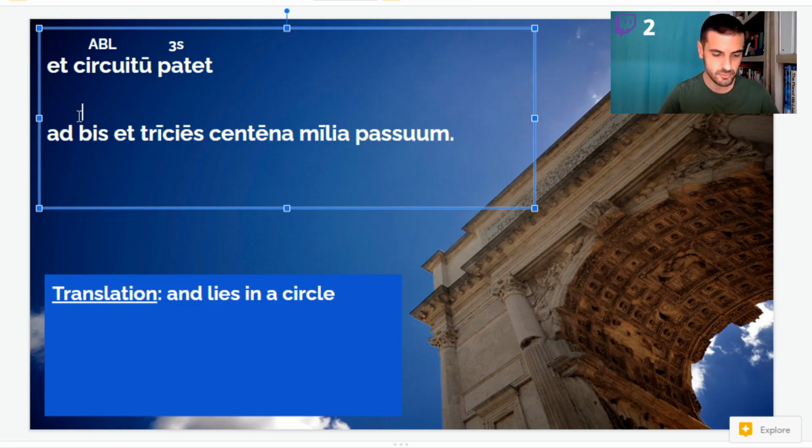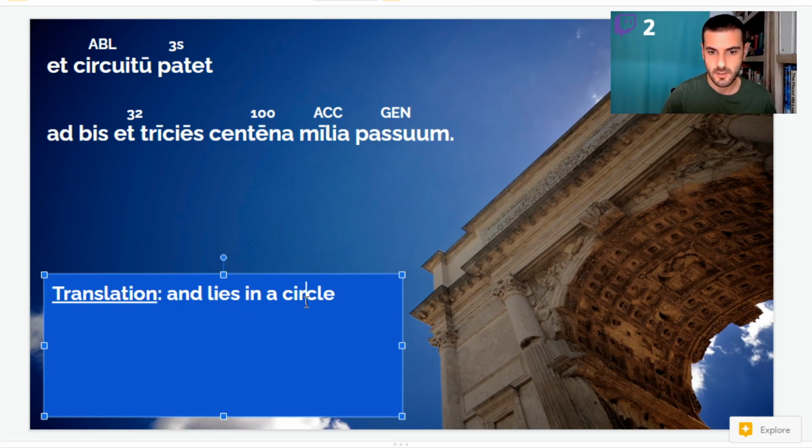So that's 2, that's 30, and that's 100. So bis et tricies, these two together make 32. So you really have 3,200 milia passuum. So milia passuum is miles, like distance, Roman miles. So it lies in a circle. Odd here.